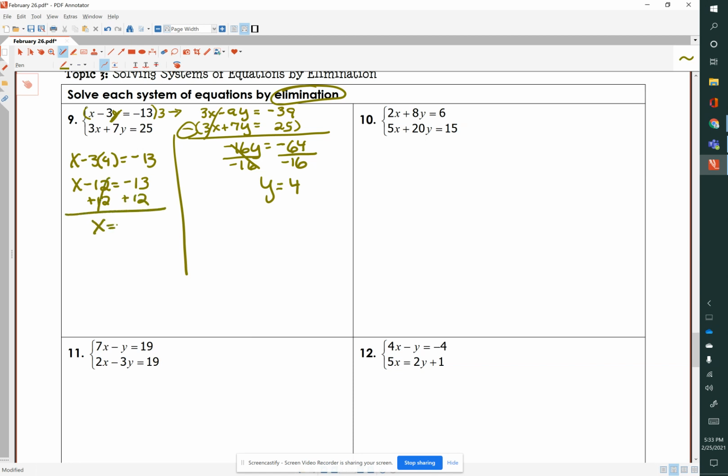And x equals negative 1. And my final answer, negative 1, 4.